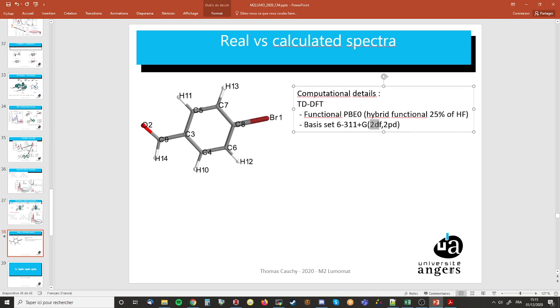Two sets of d orbitals for all atoms, and one set of f orbitals for all heavy atoms. That means everything that is not hydrogen, so it's quite huge. And two sets of p orbitals and one set of d orbitals for the hydrogen, so it's a huge basis set. And we add some diffusion, so this is quite a large basis set.